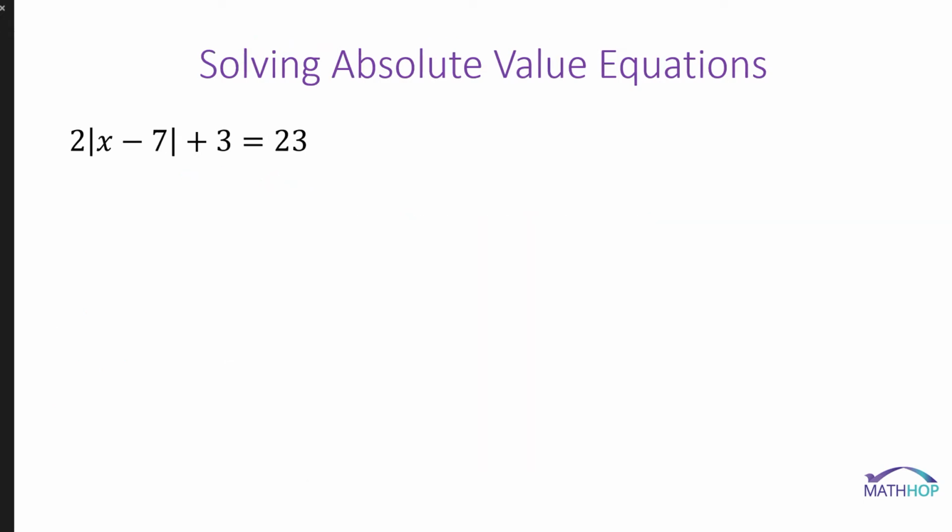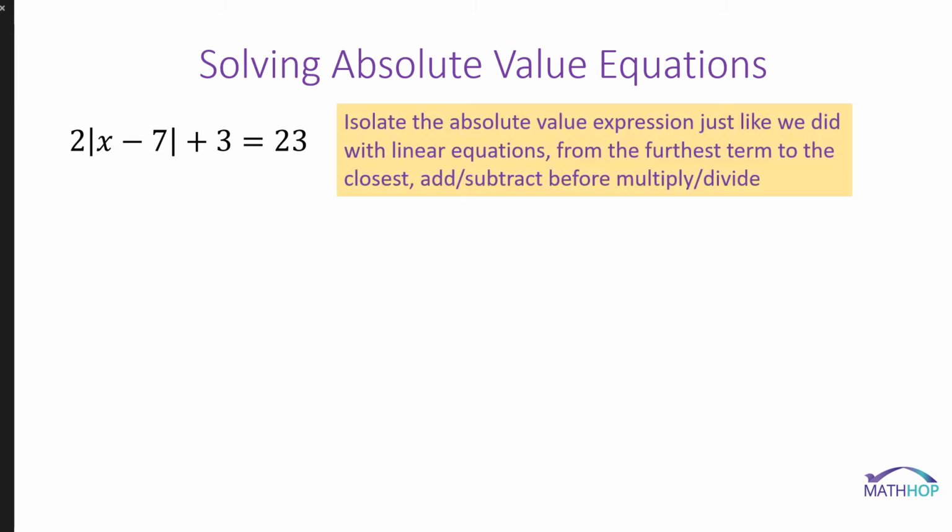All right, let's add one more step to an equation. Now we have a multi-step equation. Once you go past 2 steps, we say it's multi-step. Again, we're going to isolate the absolute value expression. Good news is we're going to do it just the way we did it when we solved linear equations. Remember when we worked from the furthest term from the variable to the closest? We always added or subtracted from both sides before multiplying and dividing. We're going to do that again.